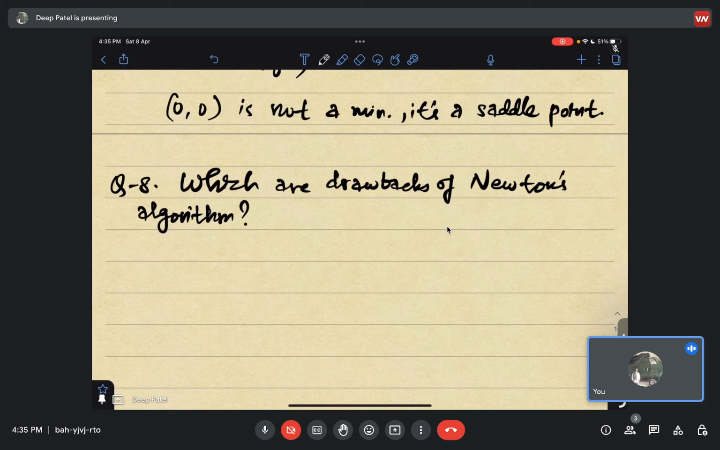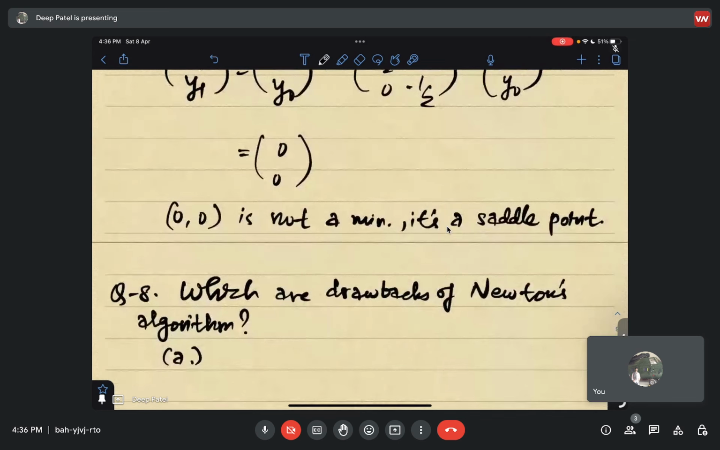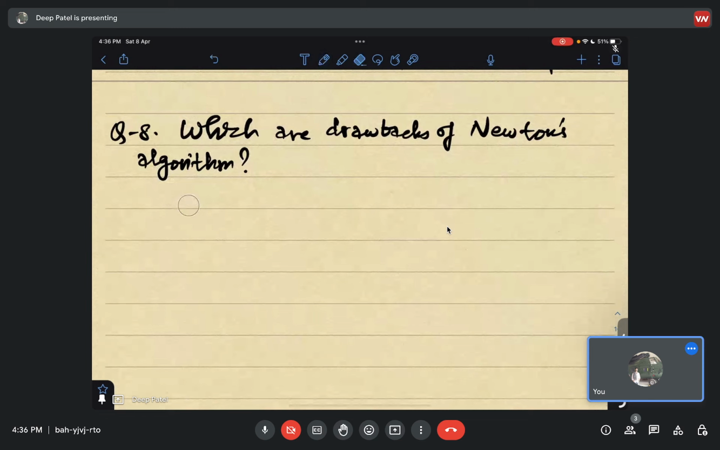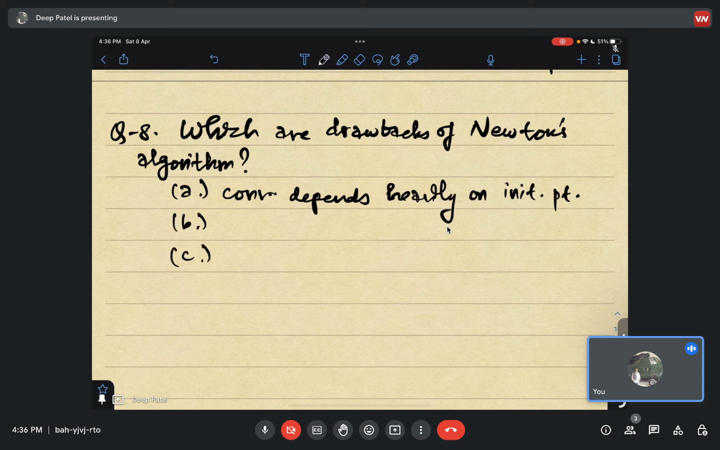So what are the drawbacks of Newton's algorithm, if you were to name a few? Yeah, the starting point. The algorithm depends heavily on the initial point, right? And what else? What other thing could you anticipate?